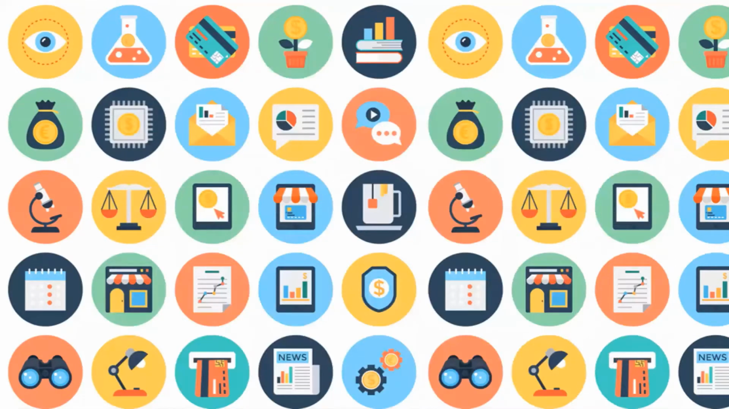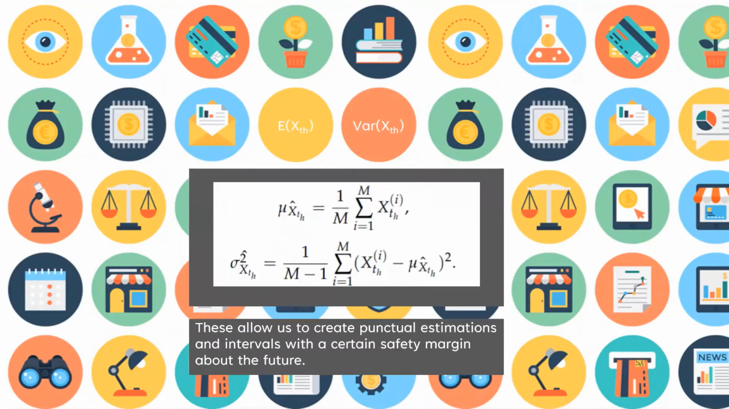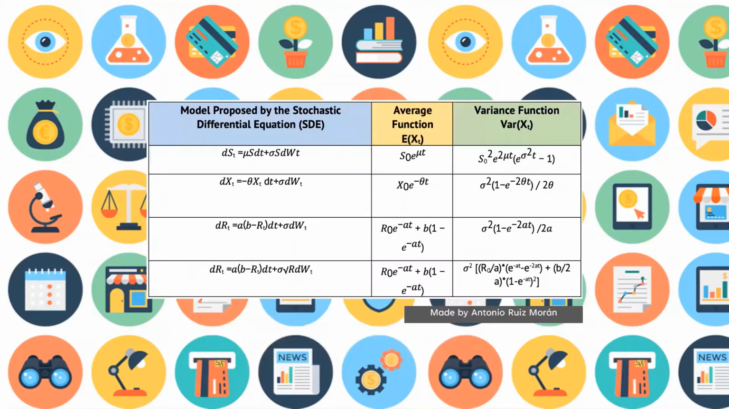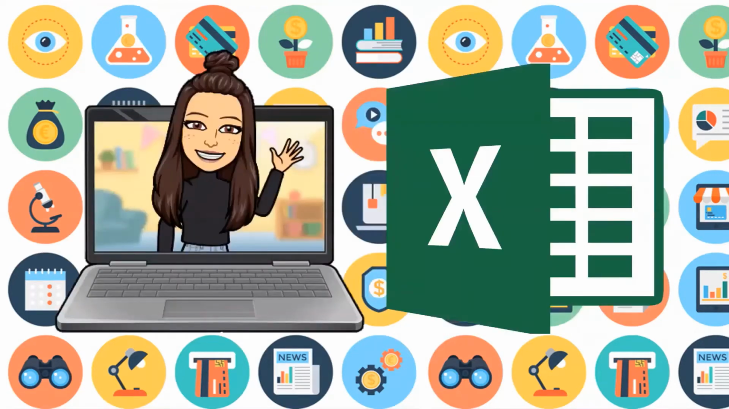With m different trajectories, we can estimate fundamental features of the process, such as the mean function and the variance function. We use these estimators. These allow us to create punctual estimations and intervals with a certain safety margin about the future. Once again, thanks to Antonio, we have the actual theoretical values of the 4 models presented before, which are these ones. Now, let's go back to the Excel.